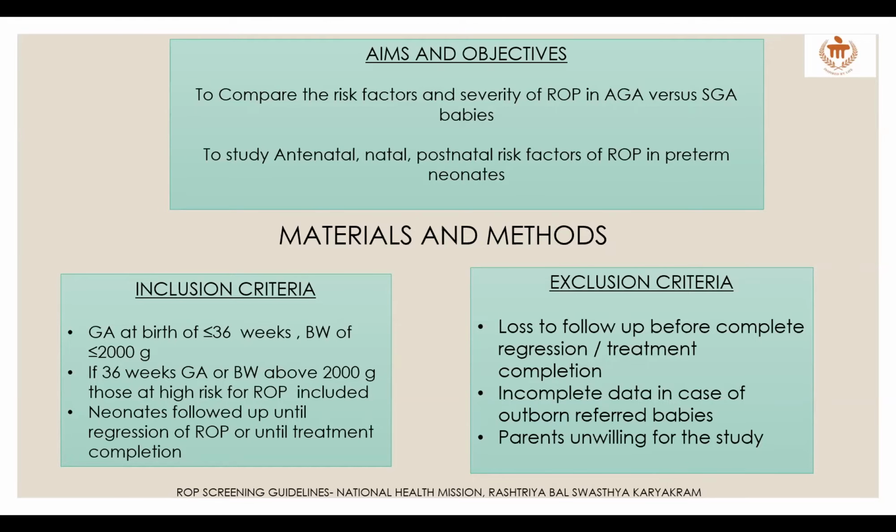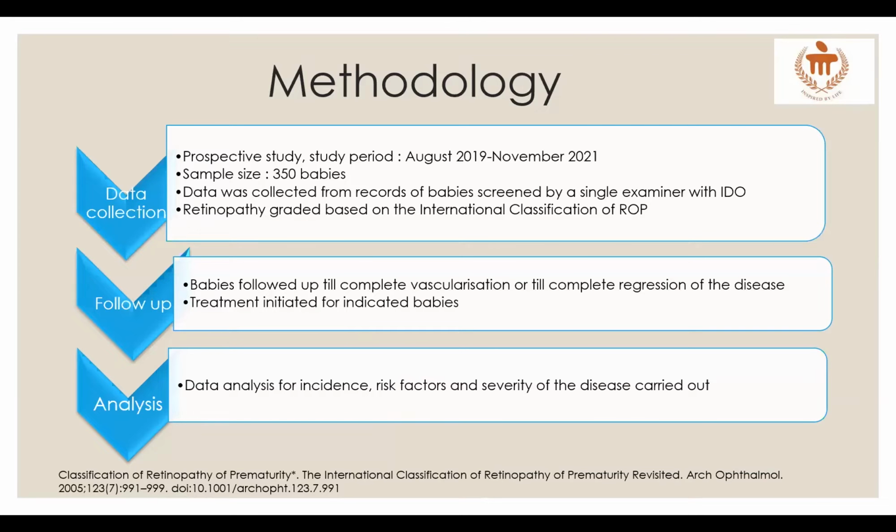It was a prospective study of 350 babies, and data was collected from the records of these babies screened by a single examiner with an indirect ophthalmoscope in the NICU and follow-up in the Eye OPD. Retinopathy was graded based on the international classification of ROP, and babies were followed up till complete vascularization or till complete regression of the disease. Treatment was initiated for indicated babies. Data analysis was carried out for incidence, risk factors, and the severity of the disease.